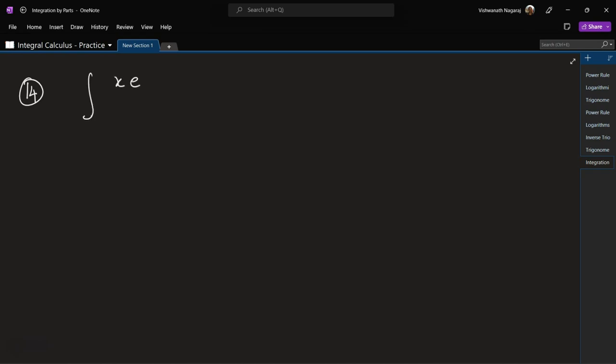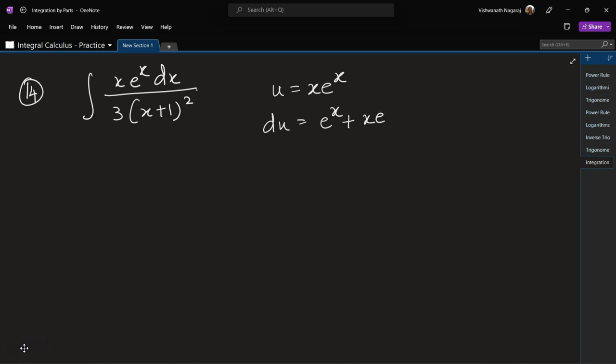Integral of x e to the power of x dx by 3 times x plus 1 square. Let's take u is equal to x e to the power of x. So that when we differentiate it, what do we get? It's going to be a product rule we have to apply. So e to the power of x plus x e to the power of x by natural log of e. So that cancels. So we end up with e to the power of x times 1 plus x dx. We should not forget that.